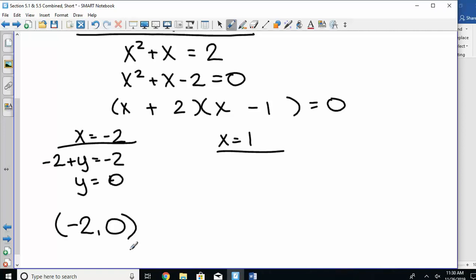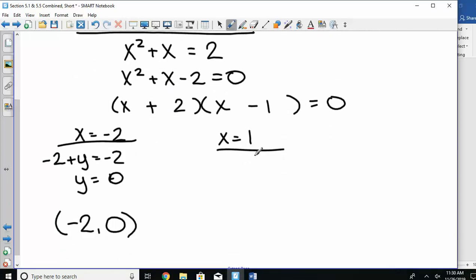Now I have to plug in my 1. So again, just go back and plug it into that second equation, and I would get, my board is not working, x plus y, so 1 plus y equals -2. Subtract your 1, we get -3. So this one will be 1, -3.